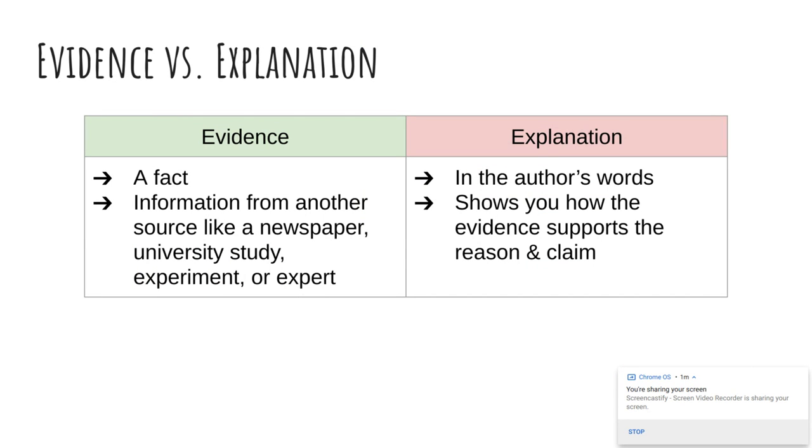Let's remind ourselves of evidence versus explanation because it can be confusing. Evidence is a fact, and it has to be information from another source, maybe a newspaper, a university study, an experiment, or somebody who's an expert on the topic. An explanation is in the author's own words, and it shows you how the evidence supports the reason and claim. So make sure you're making that distinction between evidence and the explanation of the evidence.